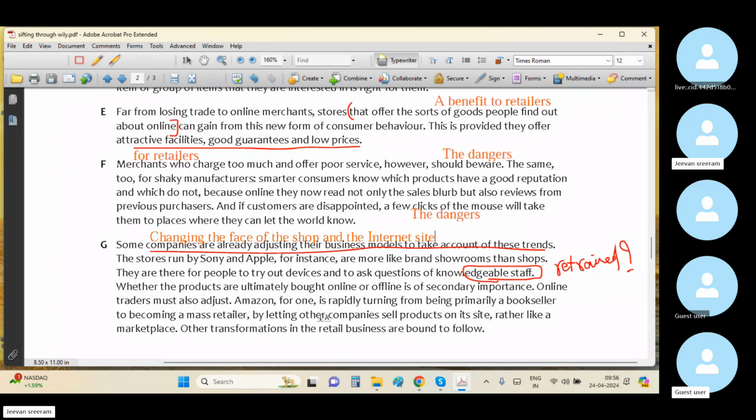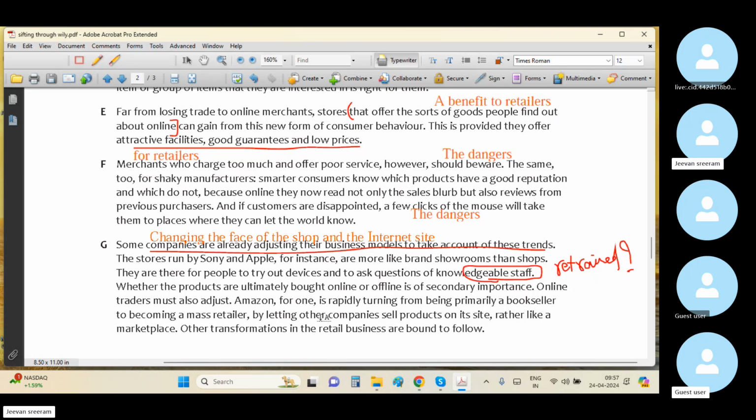The stores run by Sony and Apple, for instance, are more like brand showrooms than shops. Their own brands. They are not like shops. Generally, in shops you should be able to find everything. If it is Reliance Digital, it's an offline store, and you can find gadgets from all the companies, Sony, Apple, and all. Apart from such stores, there are also separate brand showrooms, right? So the way the business is changing, right?